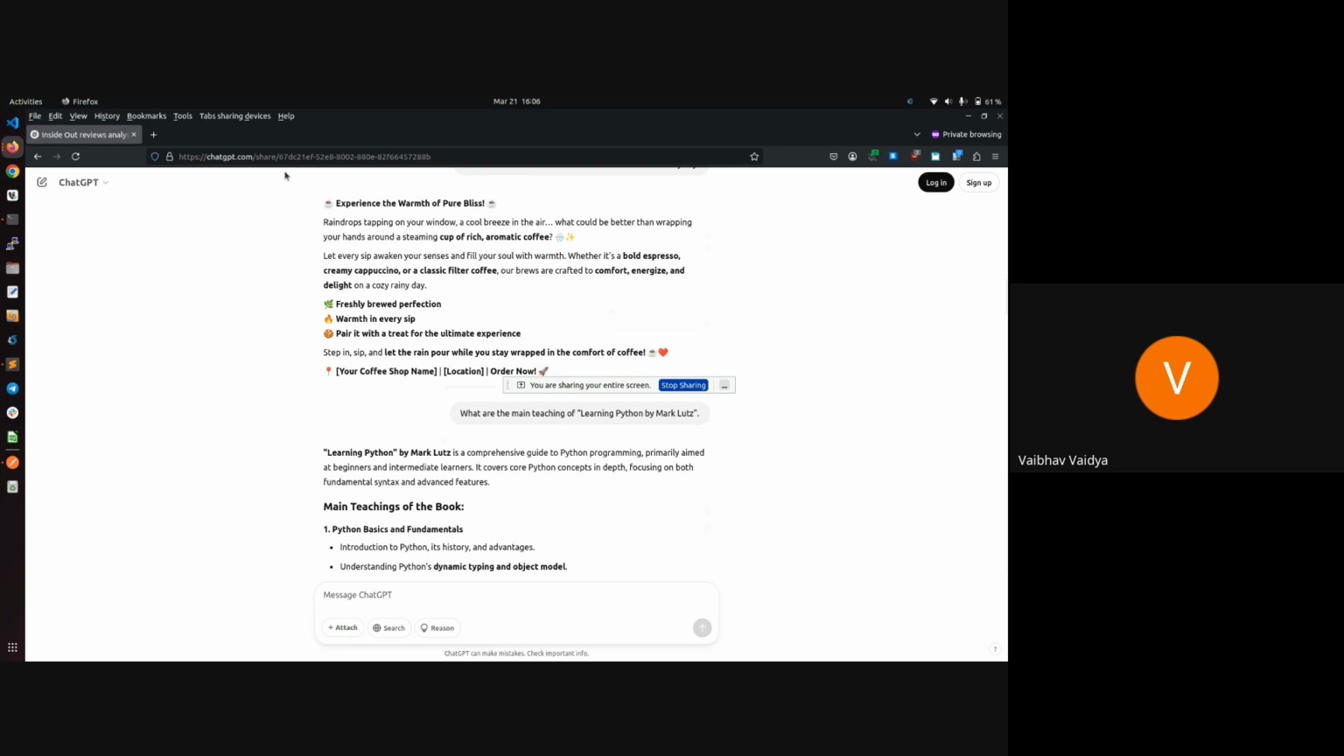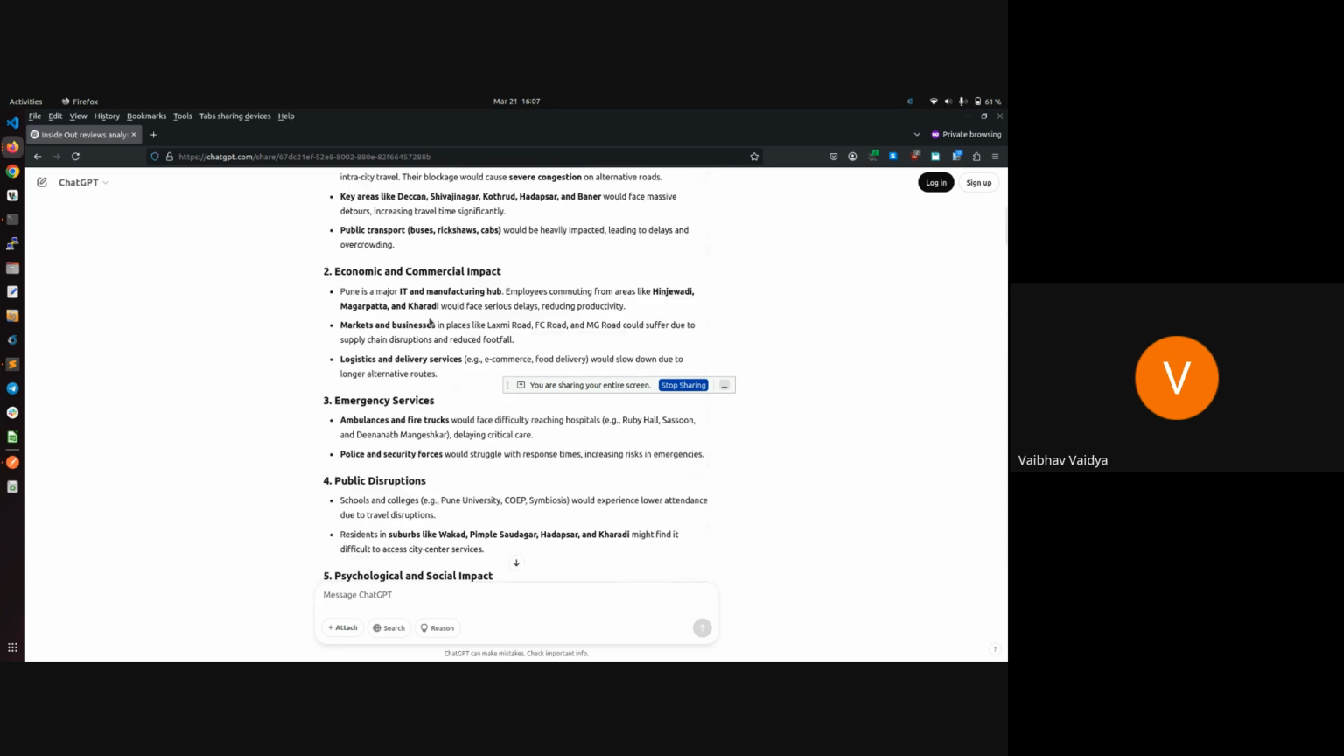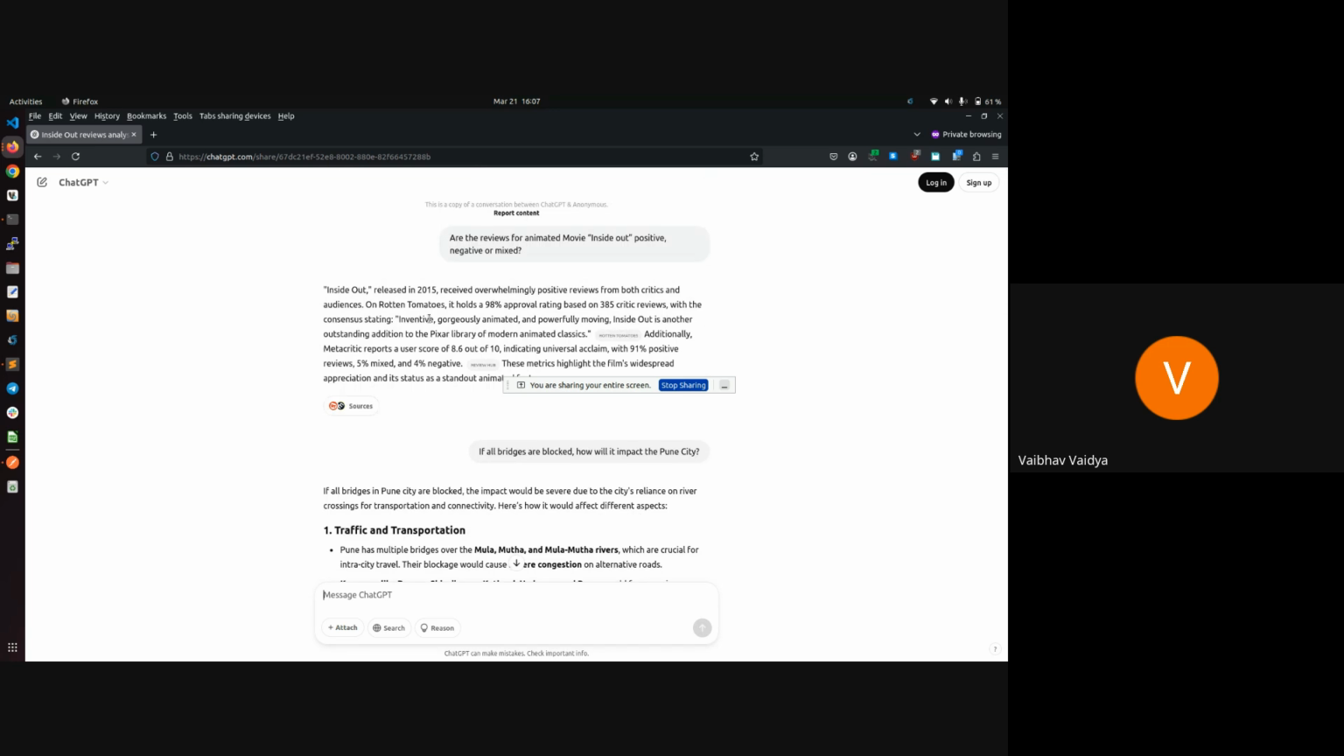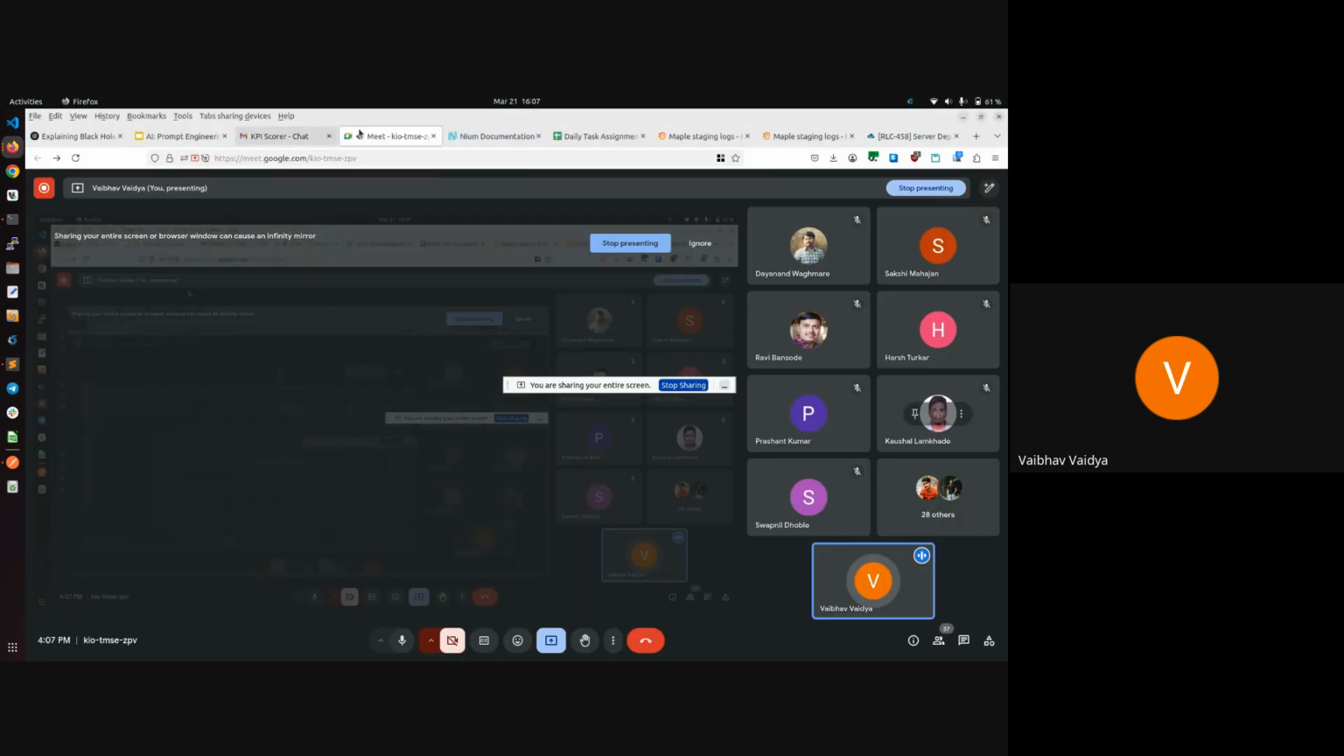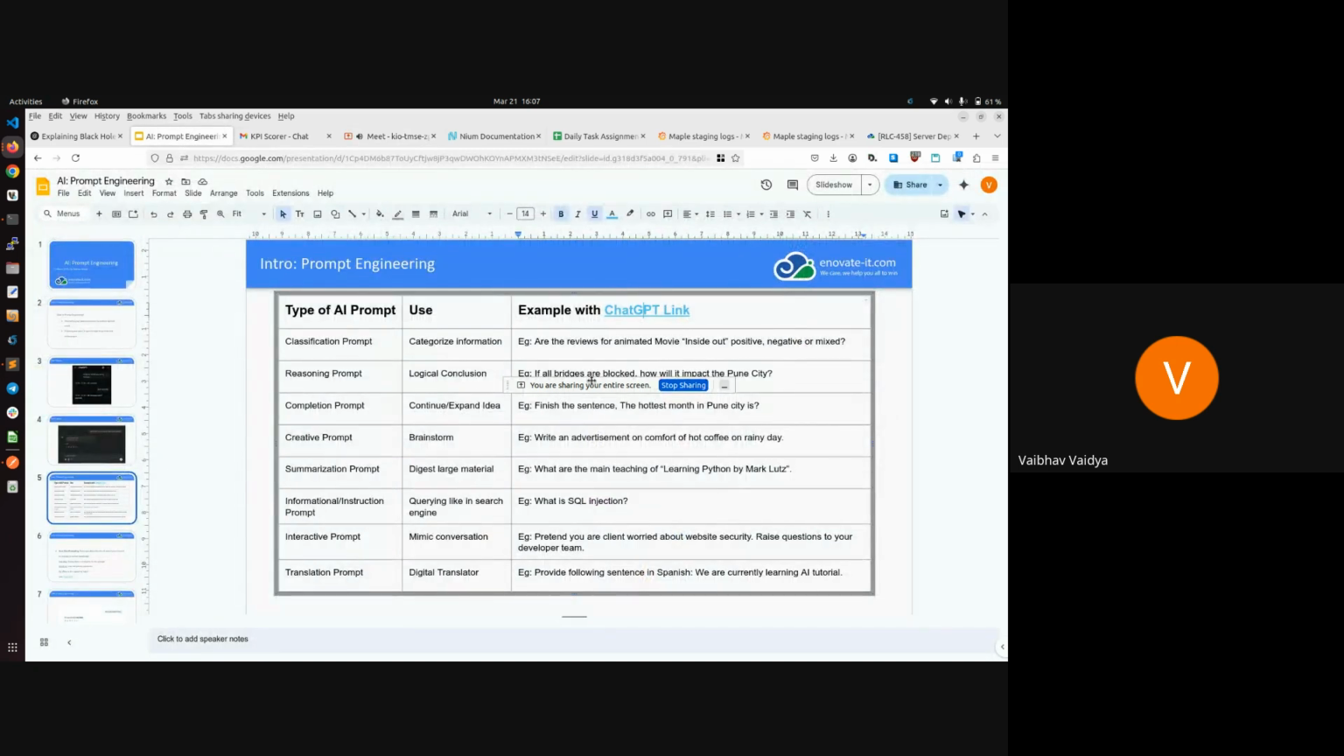You don't have to be logged in. You don't have to have access to anything. Let's go back to the example. You will be able to view each and everything, the actual chat of how we progressed through this.